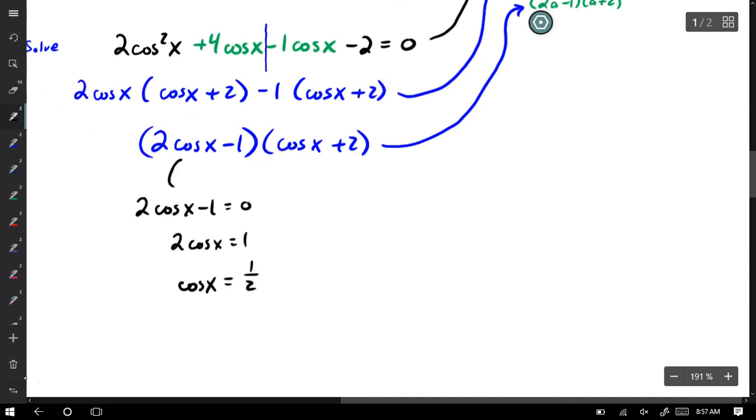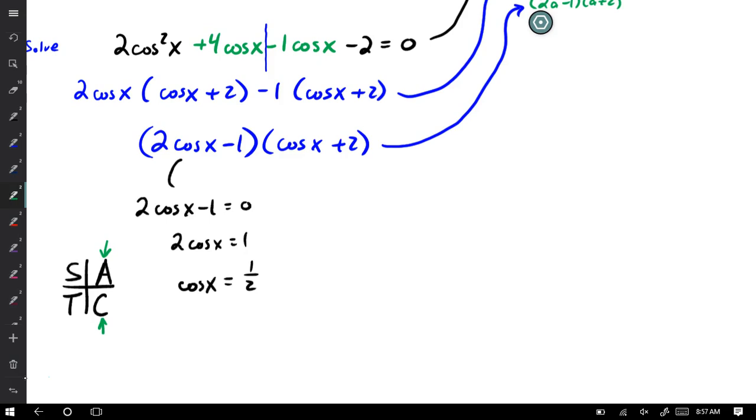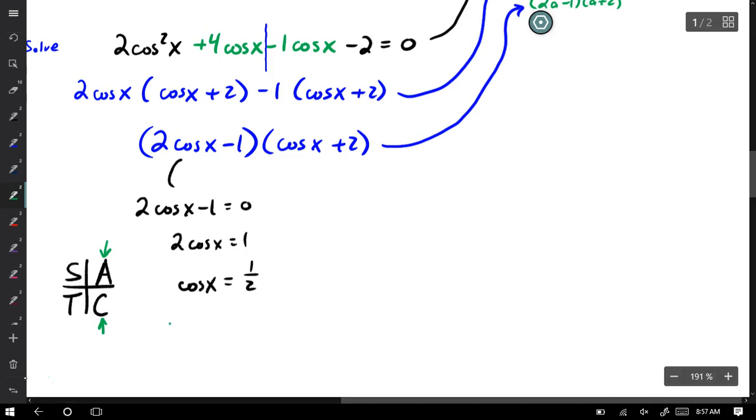Now, I didn't do this in the other problem, but realize that cosine is positive in this case, which tells me that the angles I'm looking for are in the first and the fourth quadrant. So if I look at where cosine of x equals 1/2, that occurs at 60 degrees, which is in the first quadrant, and 300 degrees, which is in the fourth quadrant.